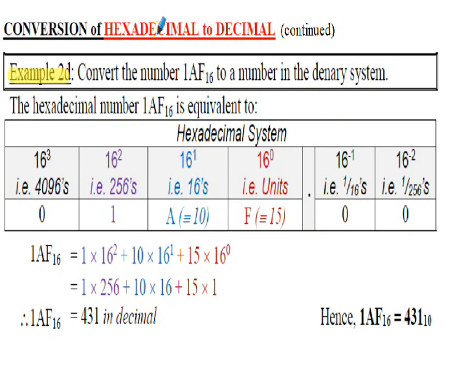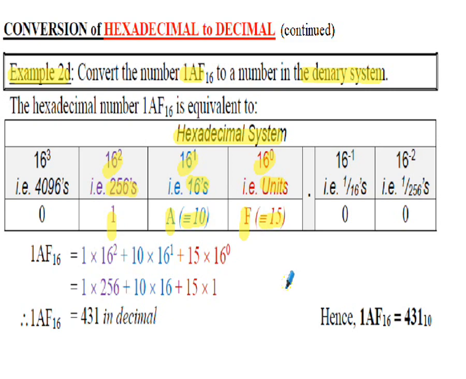Example 2D, we're asked to convert the hexadecimal number 1AF to the denary system. So using the hexadecimal system, our column headings will be 16 to the 0, which is the units column, 16 to the 1, the 16s column, and 16 to the 2, the 256 column. Writing the hexadecimal number in the columns, that becomes 1, A, F, where A is equivalent to 10 in denary, and F is equivalent to 15 in denary.